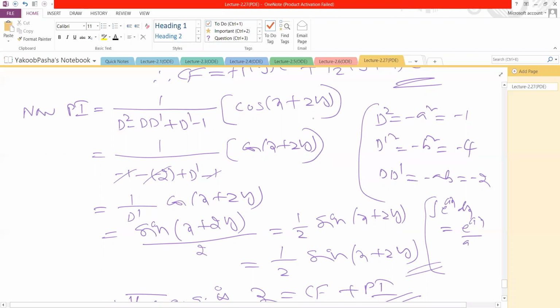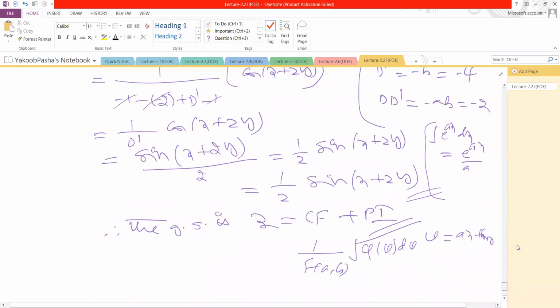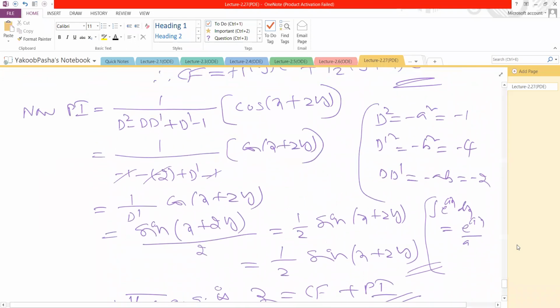Good evening sir. Sir, I have just a small clarification. When cos or sin comes, we put d square is equal to minus a square, whether it is partial differential or ordinary differential equation. Yeah. Okay, thank you sir.